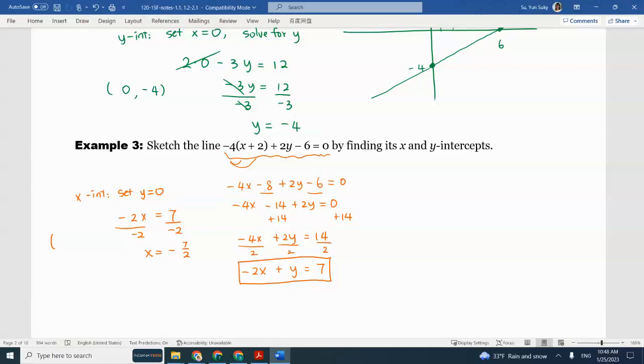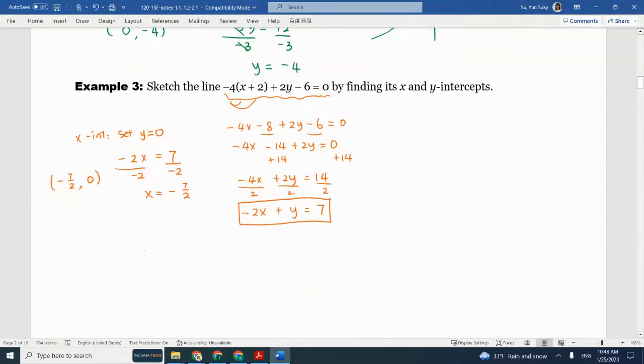So the x-intercept, x-coordinate is negative 7 over 2, and the y-coordinate is 0. Make sure you know the x-intercept and y-intercept are points. They're not vertical lines or horizontal lines. So use the ordered pair to denote it.